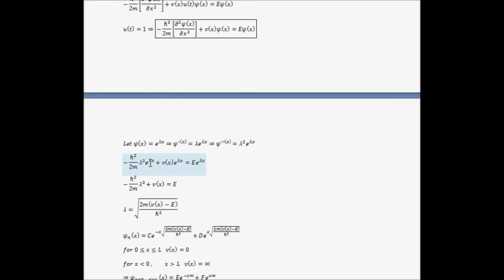We've got the e to the lambda x here, and of course you assume that e to the lambda x is not going to equal 0, so we can divide through by this, because you don't want to miss any solutions. When you divide through by something, you've got to make sure that it doesn't equal 0, because dividing by 0 is a bad idea. So e to the lambda x is not going to equal 0, because that would imply that lambda is equal to negative infinity, which is not really a sensible solution. So I'm going to discount that, and we're going to end up with this, which is an algebraic equation in terms of lambda.